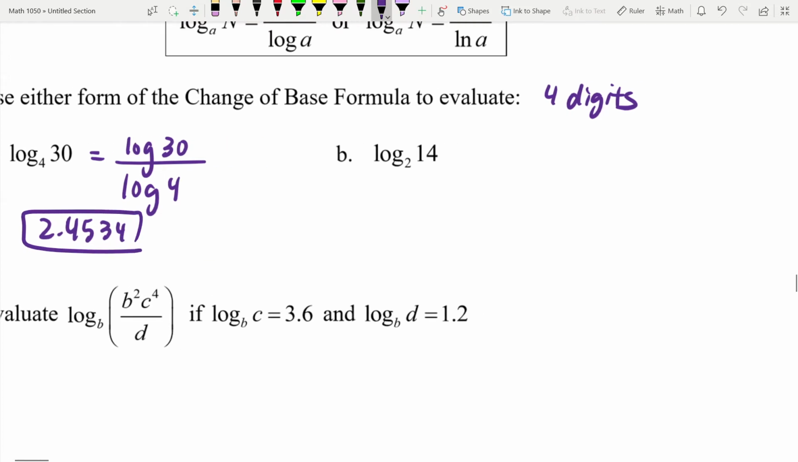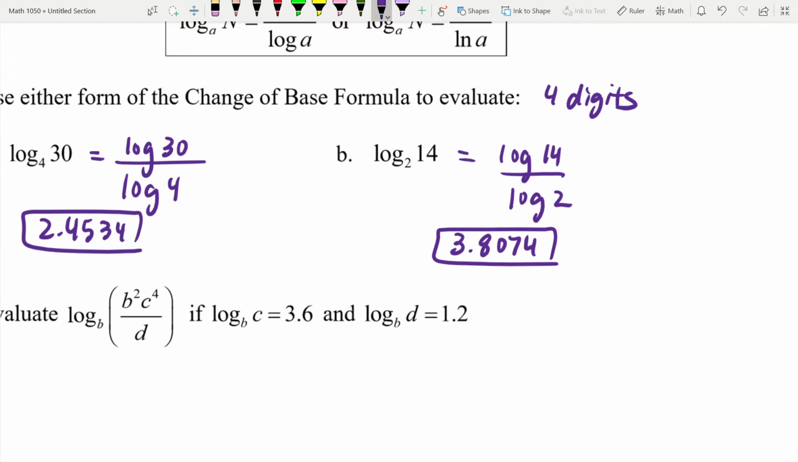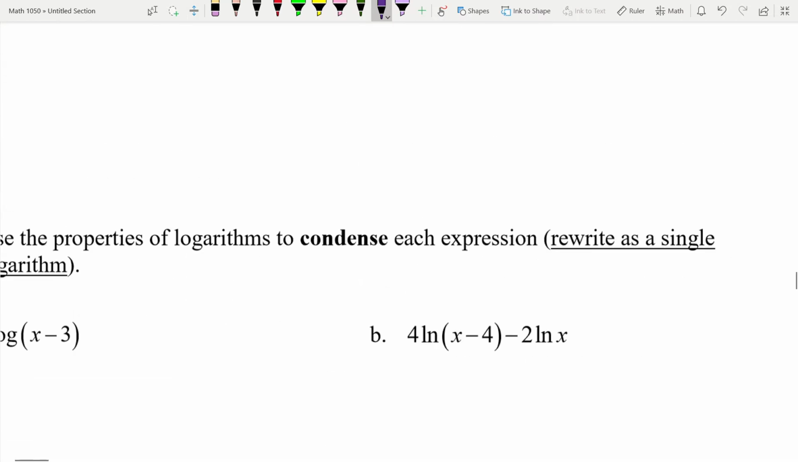Let's do question B just to make sure you're good. So how would you evaluate this? Log 14 divided by log 2. Everybody go log 14, close it off, divided by log 2, close it off. 4 digits would be 3.8074. Who says I understand that? Let me see. Okay, now let's come back over here.